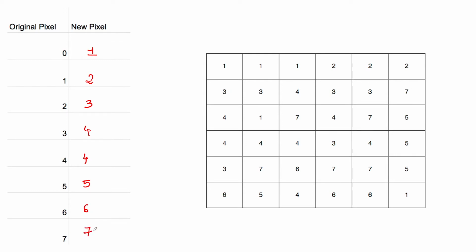Let's replace all the new values to the original values. And we see that what we have is something similar to this. This is the new image which we have. So now you know the mathematics behind histogram equalization.